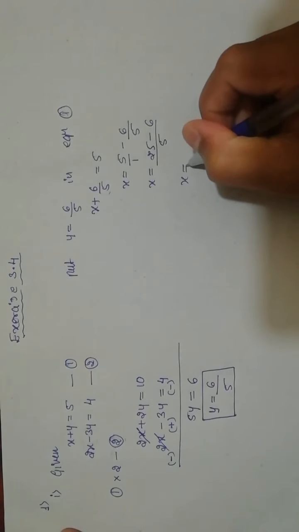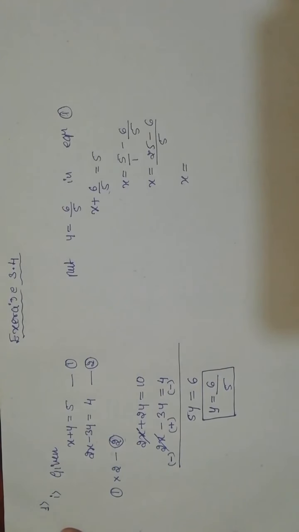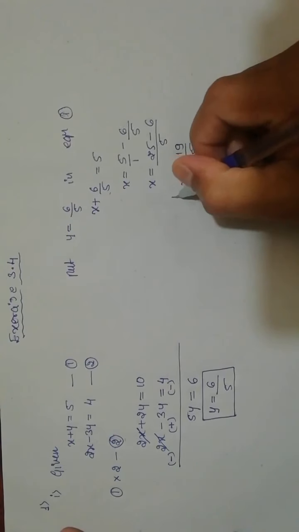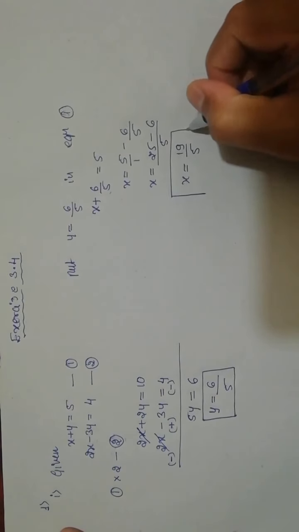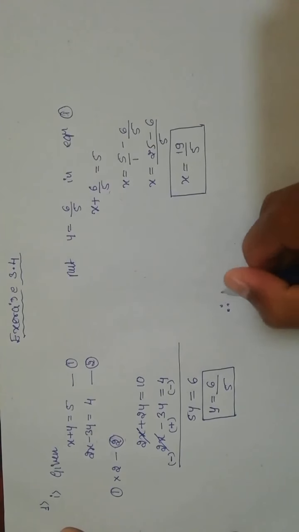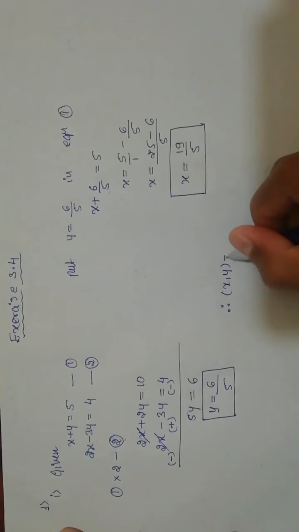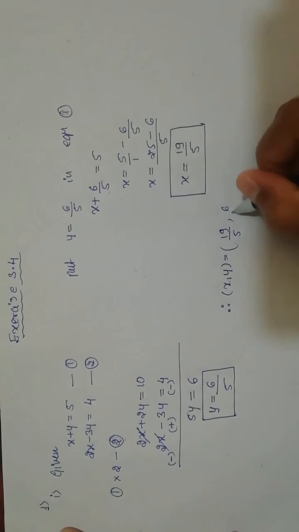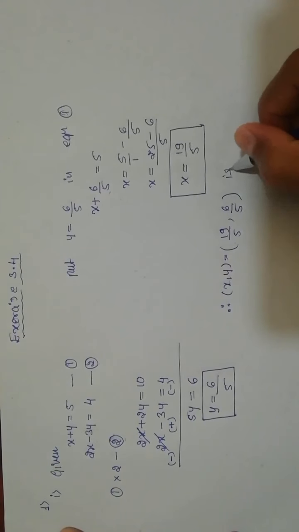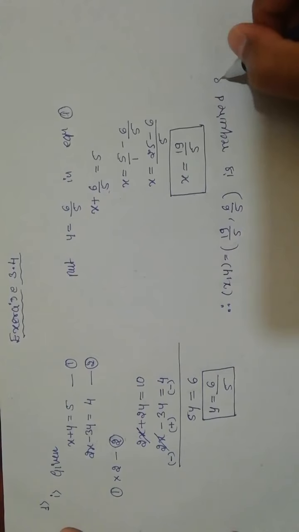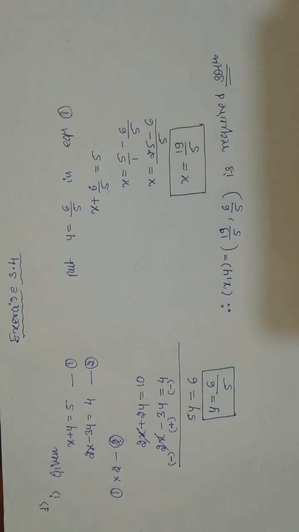Therefore finally you will get x is equal to 25 minus 6 means it will become 19 divided by 5, and this is the required value for x. And then finally you can write the conclusion as therefore x comma y is equal to, what is the value of x? 19 divided by 5 comma 6 by 5 is the required solution. So this completes the first question.